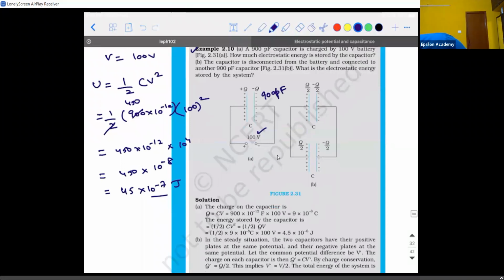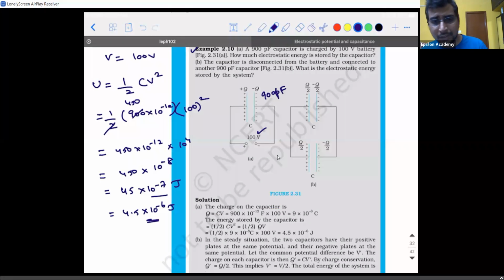Did I make any mistake? Correct only. 45 into 10 power minus 7, or they wrote it as 4.5 into 10 power minus 6. Both are same. I hope this is clear. This is a simple part. Okay, don't look at the solution. They found the charge and then they use the formula QV divided by 2, but you can still use half CV square. No harm in that.